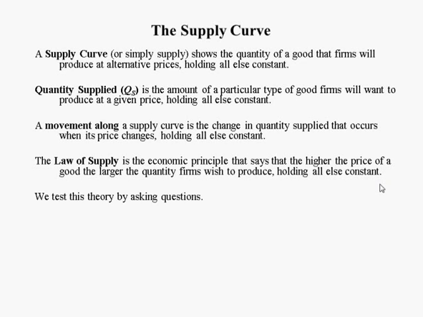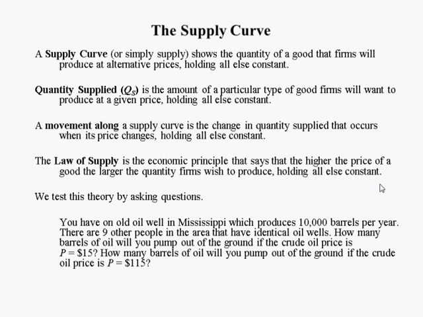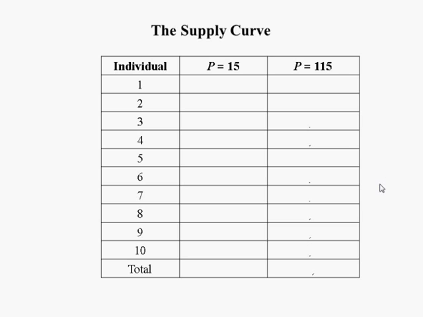We're going to test this theory by asking questions. You have an old oil well in Mississippi which produces 10,000 barrels a year. There are 9 other people in the area that have identical oil wells. How many barrels of oil will you pump out of the ground if crude oil prices are $15? How many barrels of oil will you pump out of the ground if the crude oil price is $115?